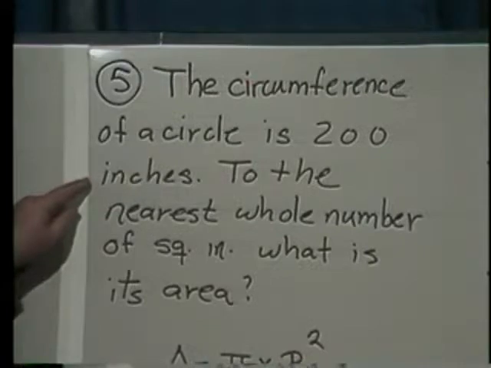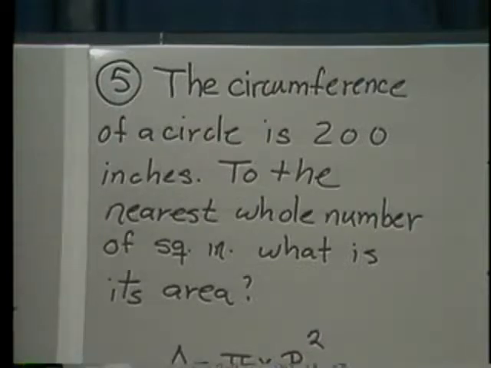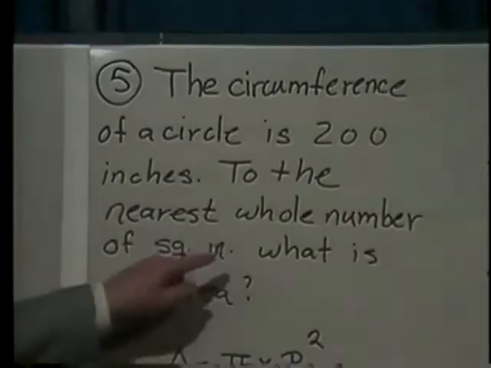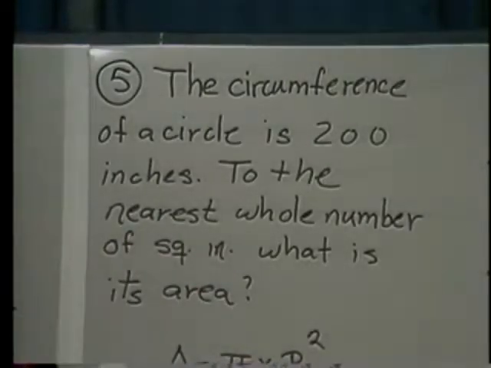Now, we've had problems that started like that before, but before the question would say something like, what is its diameter or what is its radius? See, now look what the problem says. It says the circumference of a circle is 200 inches. To the nearest whole number of square inches, what is its area?